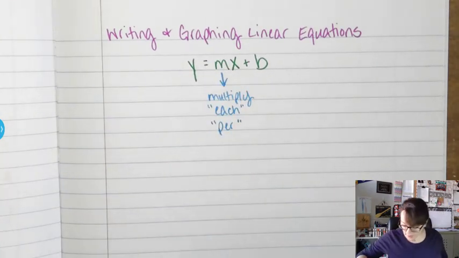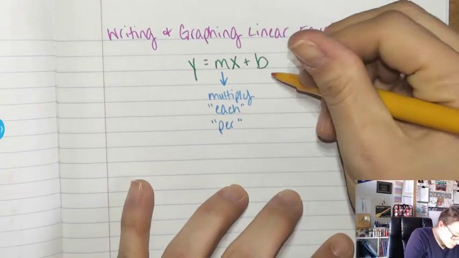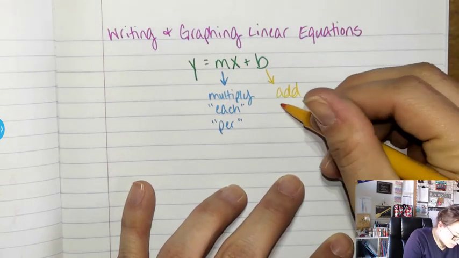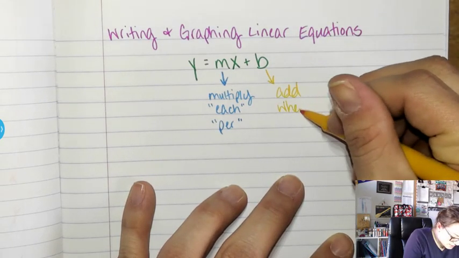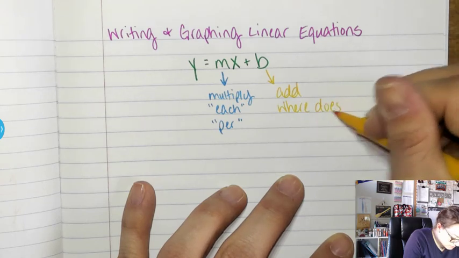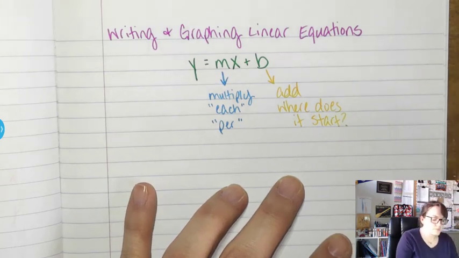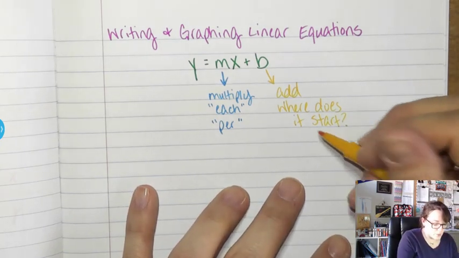The b part, that is our starting point. This is what gets added. Where does it start? It happens one time.